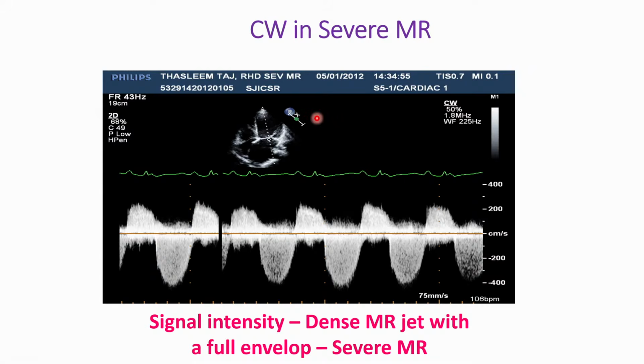With continuous wave Doppler in severe MR, we don't have to measure the peak velocity. It mainly depends upon the intensity of the spectral Doppler. The intensity of the spectral tracing depends upon the number of RBCs. The more severe the MR, the denser the spectral tracing will be. If the signal intensity is higher, it suggests severe MR, and it never depends upon the velocity. It doesn't correlate with the peak velocity, so we don't have to measure that.